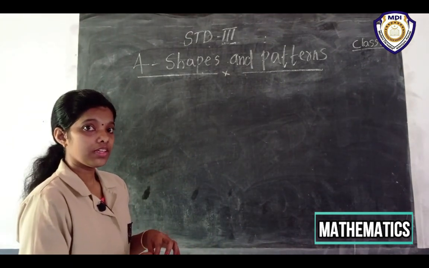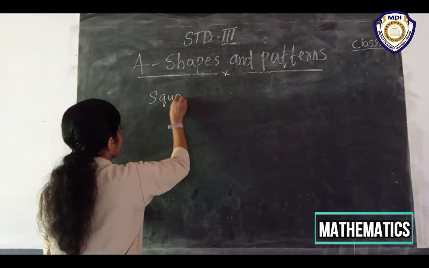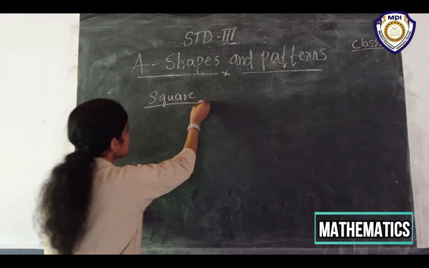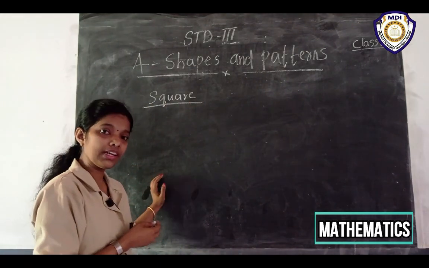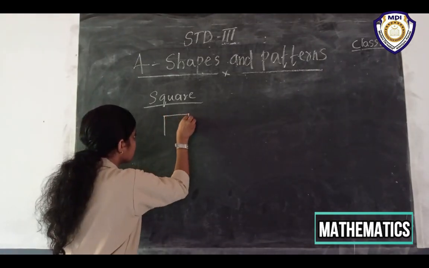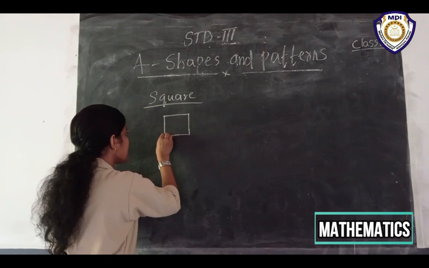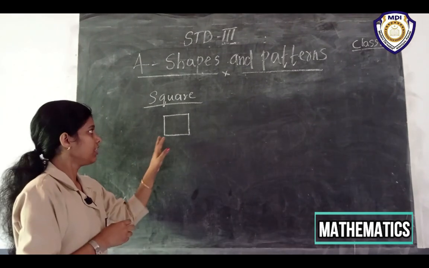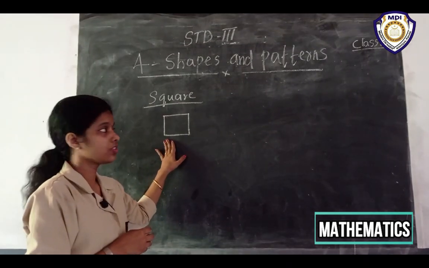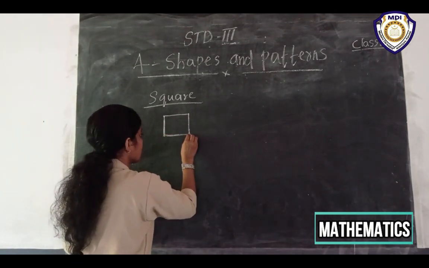Square. How to draw? Do you know that? A square has four sides. All sides are equal. This is a square.